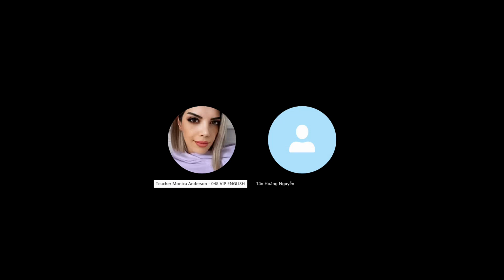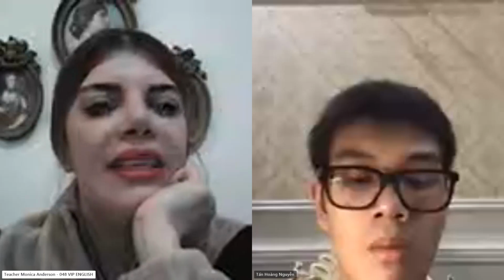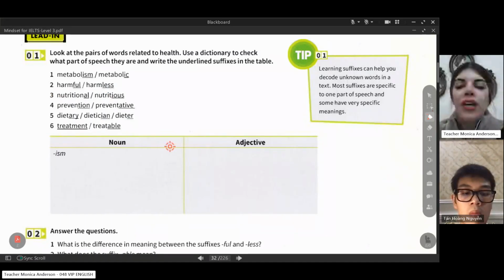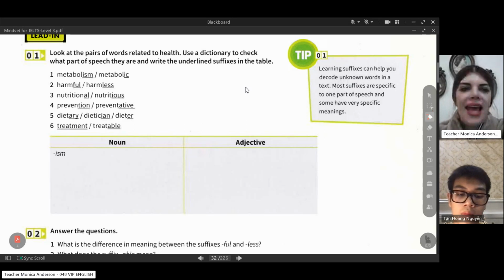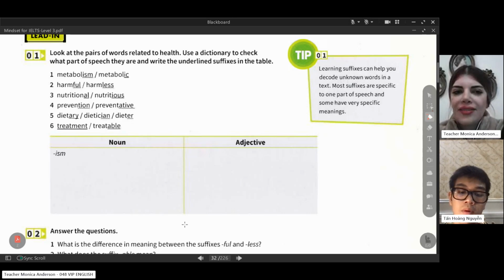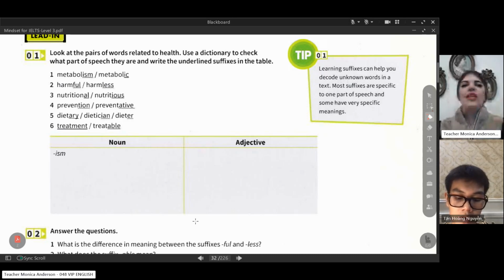Well, let's have a look at these words and tell me whether they are noun or adjective. Do you know them? Metabolism, I think that is a noun. Okay, and how about metabolic? I think it's an adjective. Okay, of course.